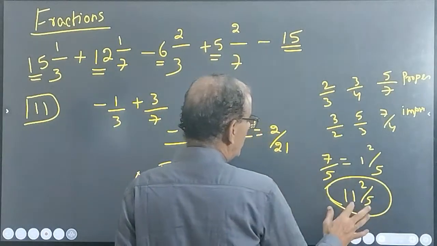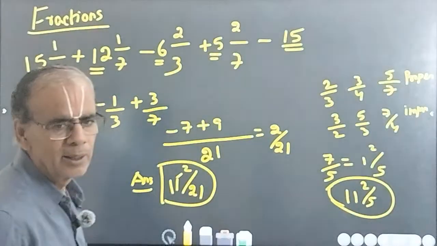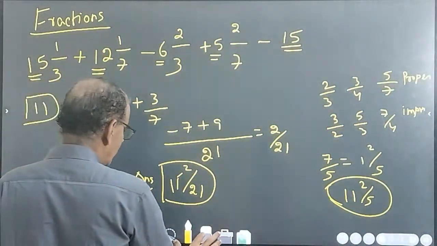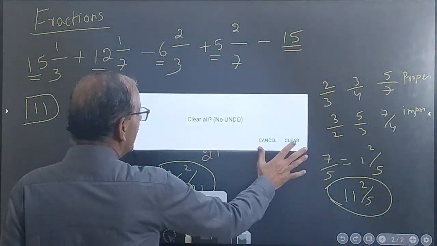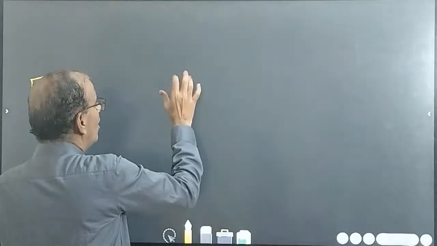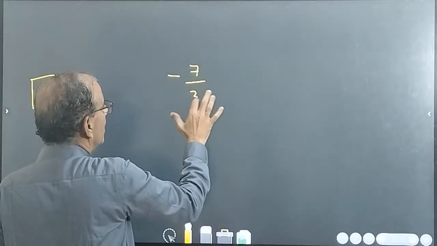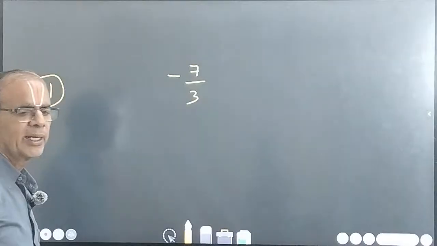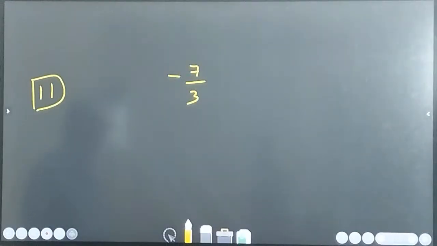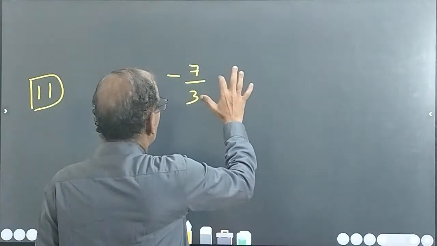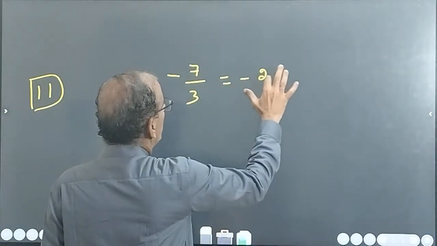My answer should always be in proper fraction only. Okay. Suppose a negative comes, what do I do? Suppose I get 11 here. I added all the fractions and I got minus 7 by 3. How can I do it? Just simplify it. This is minus 2 1 by 3.